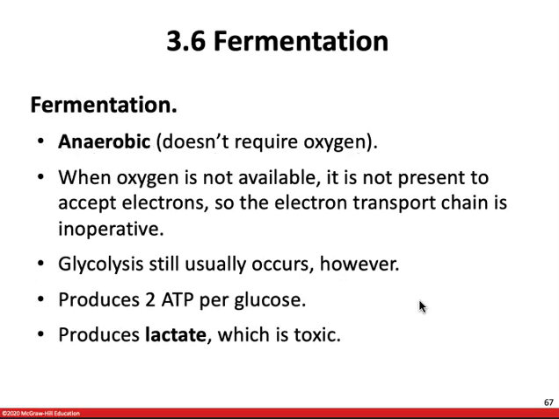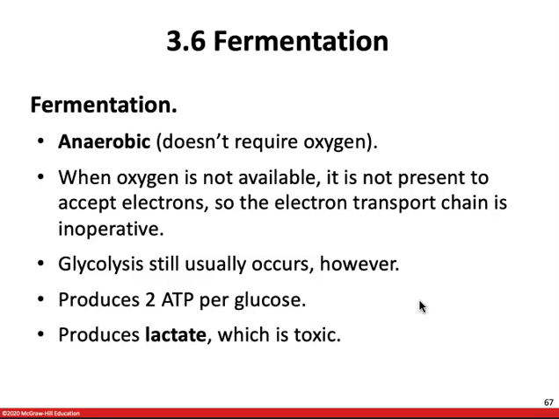In the event that we don't have oxygen readily available, the body will undergo a process instead called fermentation. Fermentation is anaerobic, meaning that it does not require oxygen. So if oxygen is not available, it won't be present to accept electrons, so the electron transport chain is functionally useless to us. So we're going to have to undergo a slightly different process. This process is known as fermentation. So glycolysis is the first step of fermentation, so that will still occur. However, instead of going into the rest of the mitochondria, we will finish out our process in the cytoplasm.